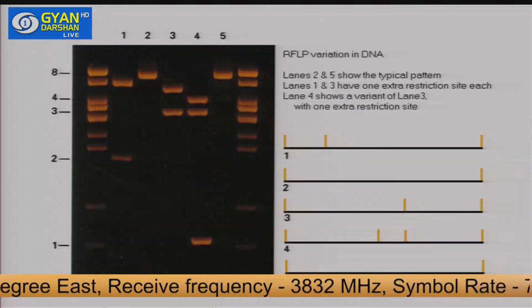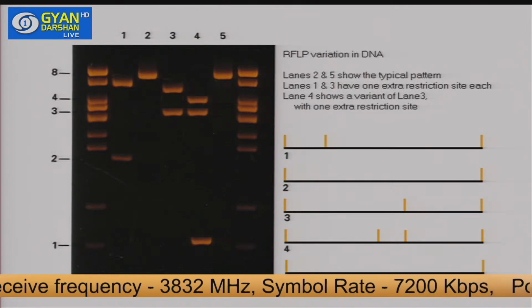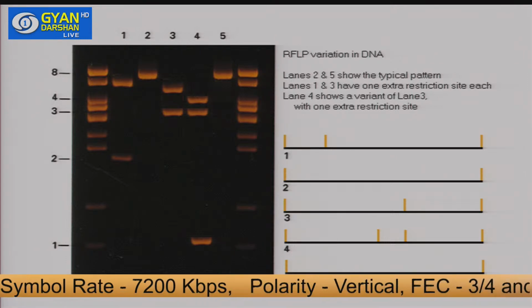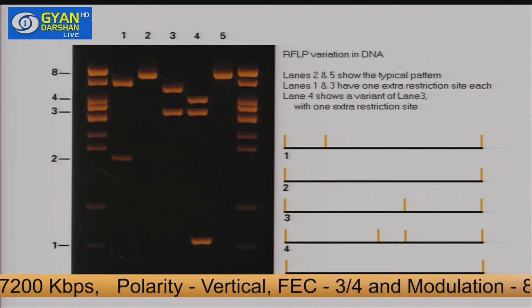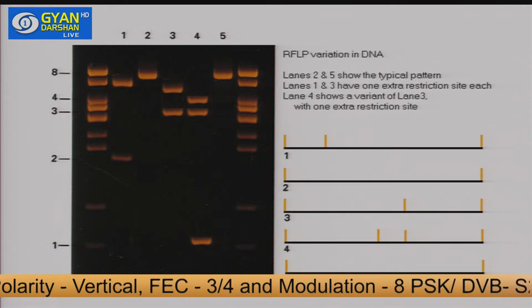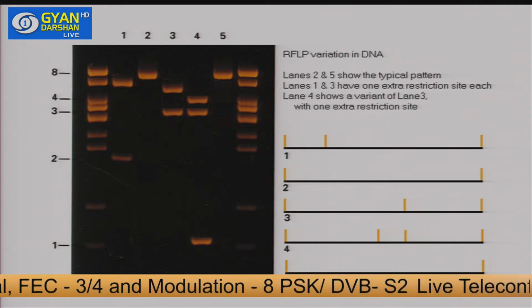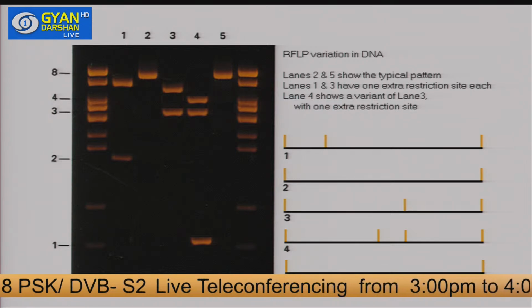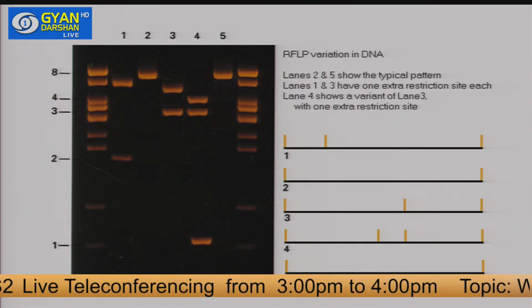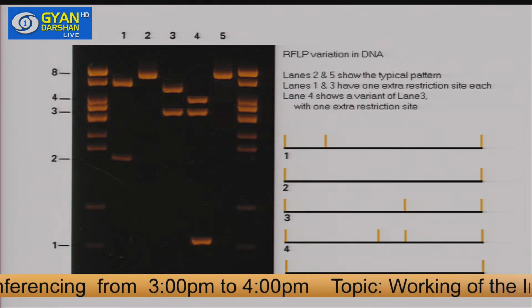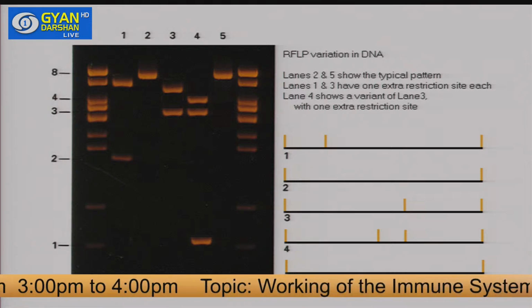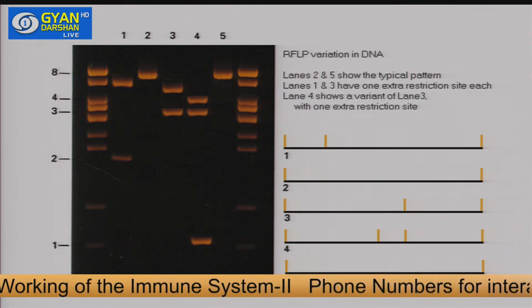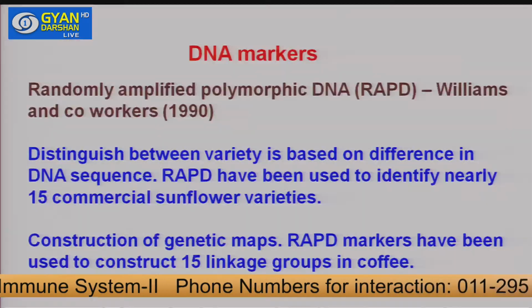This is the RFLP profile that they have shown. You can see lane number 2 and lane number 5 show the typical pattern, but there are variations in lane 1 and lane 3 because they have one extra restriction site. And lane 4 shows more variation; it is a variant of lane 3 with one extra restriction site. So you can compare between the different lines based on the RFLP profile.